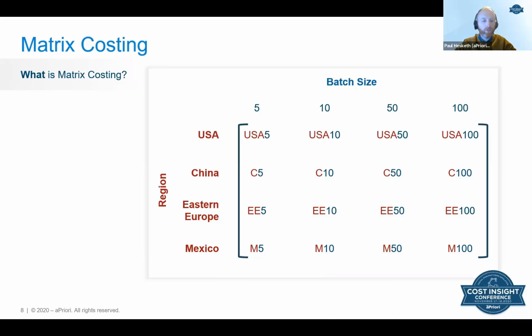And this sort of analysis, looking at how varying region and varying batch size can impact something like cost, is really important for assessing potential opportunities, things like reshoring or resourcing, or even looking at how things like batch size can impact the part routing. Maybe there's different suppliers with different capabilities, and we want to assess all of those side by side. Okay, so now we've seen what we're talking about when we say matrix costing.